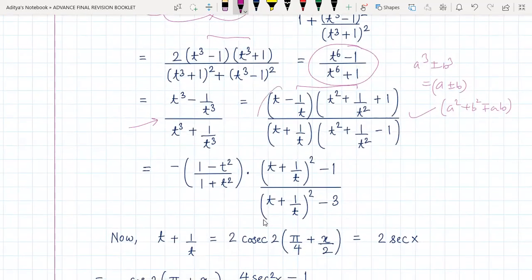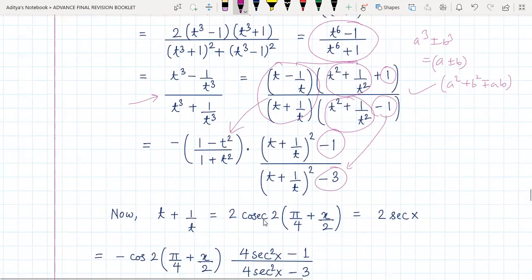Now here I have just taken LCM. So I have written this in this form, and this I have written as t plus 1 by t whole square minus 2. So minus 2 plus 1 has created minus 1, and this also I'm writing as t plus 1 by t whole square minus 2. So minus 2 minus 1 has created minus 3.